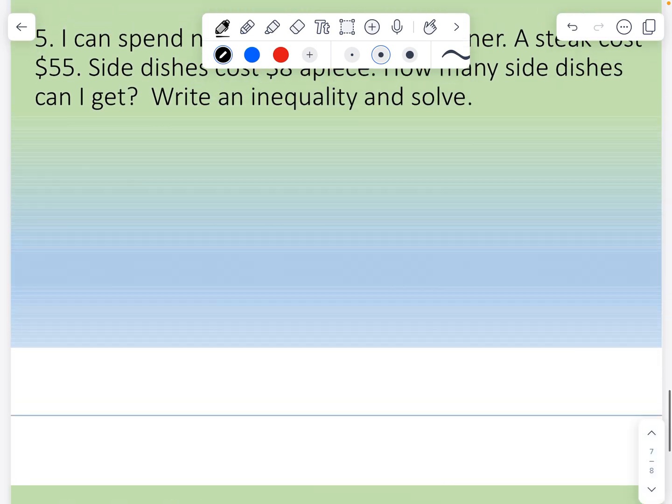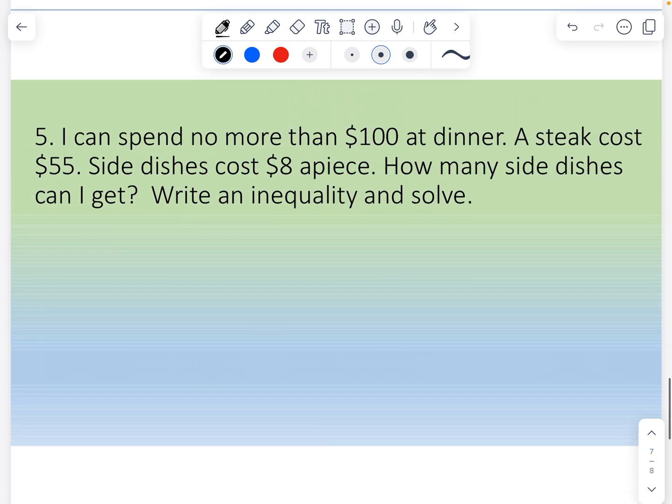All right, this is our last one here. Can spend no more than $100 at dinner. Steak costs 55 bucks. Side dishes cost $8 a piece. How many side dishes can I get? Well, we'll say that x stands for the number of side dishes. And again, we have a total, which is 100 bucks.